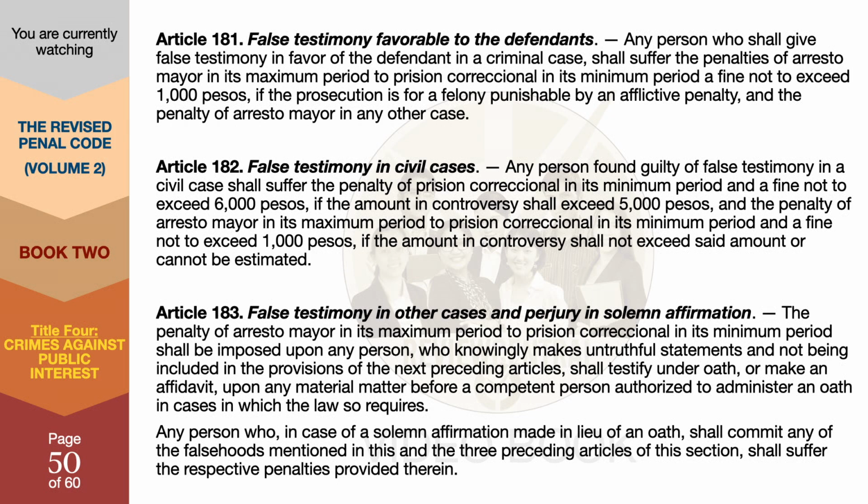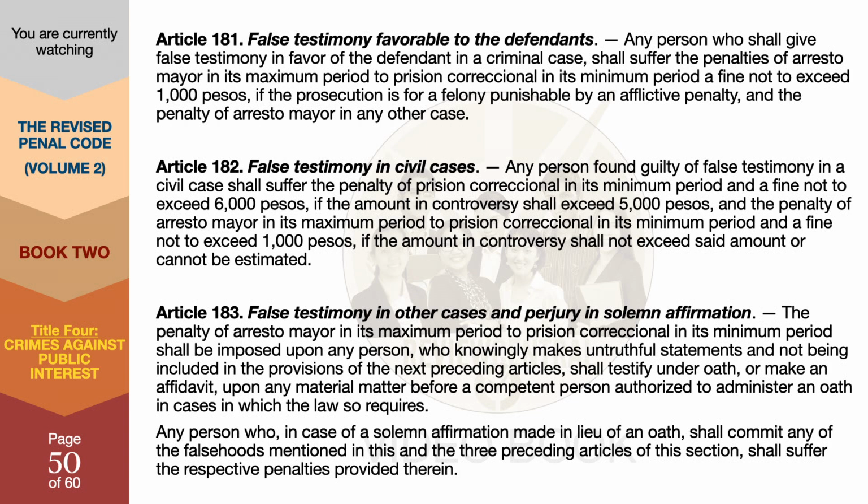Article 181. False testimony favorable to the defendants. Any person who shall give false testimony in favor of the defendant in a criminal case shall suffer the penalties of arresto mayor in its maximum period to prisión correccional in its minimum period or a fine not to exceed 1,000 pesos, if the prosecution is for a felony punishable by an afflictive penalty, and the penalty of arresto mayor in any other case.